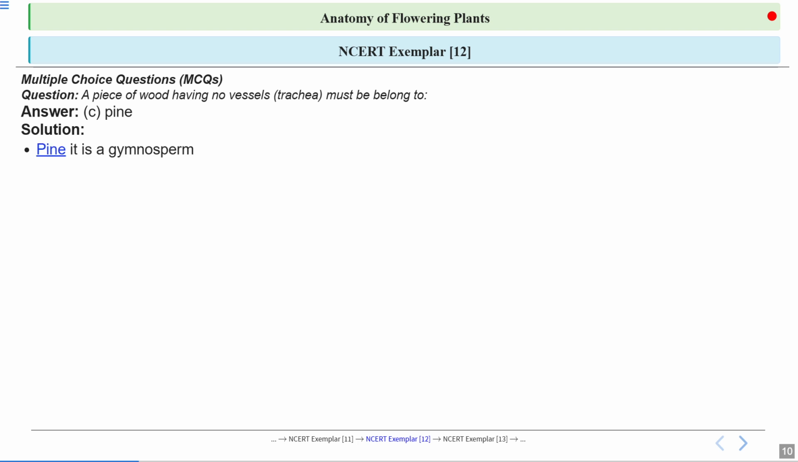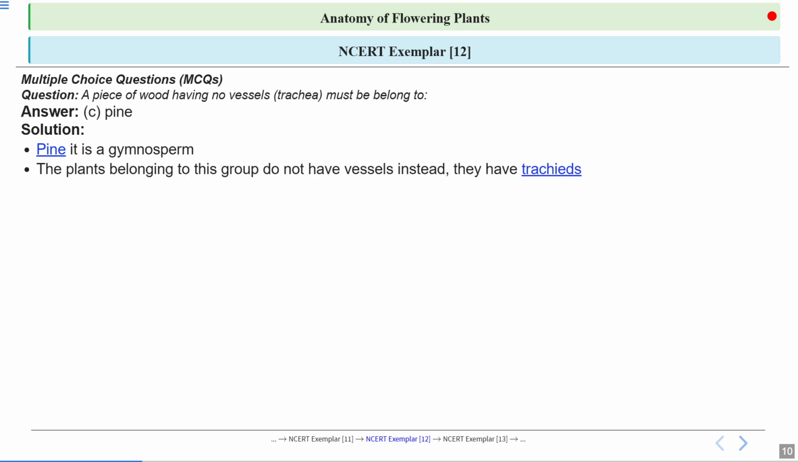Pine is a gymnosperm plant, and the plants belonging to this group do not have vessels. Instead, they have tracheids. So this group does not have any type of vessels, but they do possess tracheids, which are one of the components of the xylem, right?